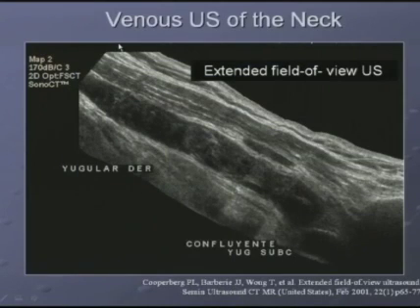Another example, this is a venous thrombosis of the jugular. It is a venous thrombosis taking the jugular vein with extended field of view ultrasound. This is the vessel, and those echoes here correspond to the thrombosis.